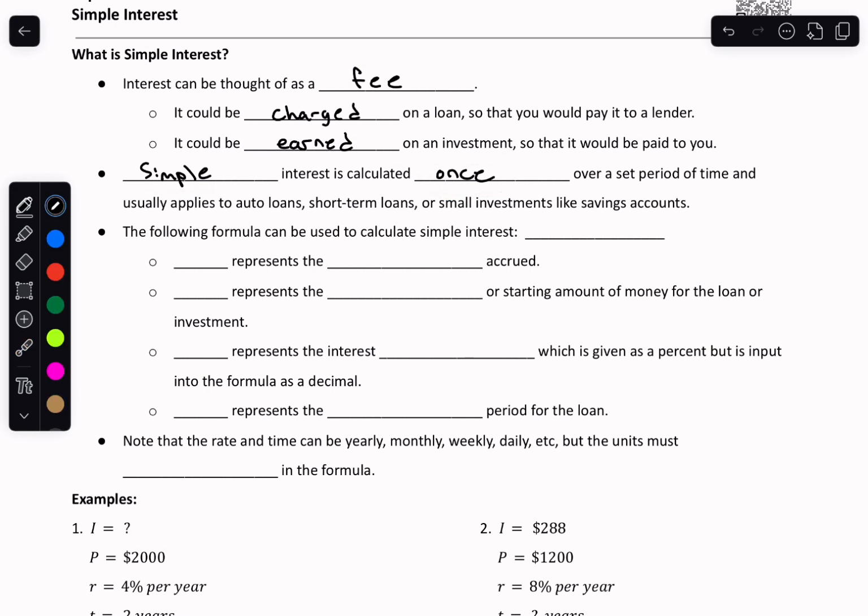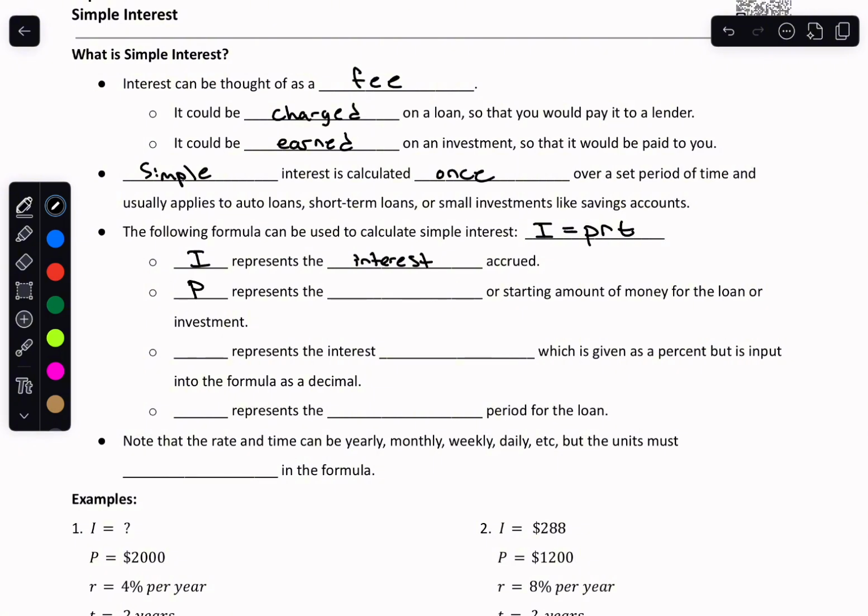The following formula can be used to calculate simple interest. We have that I is equal to PRT, okay, where we're multiplying together the letters P, R, and T. All right, and so we need to know what each of these actually represents. Because this formula is to calculate simple interest, you can probably figure that I here represents the interest that is accrued.